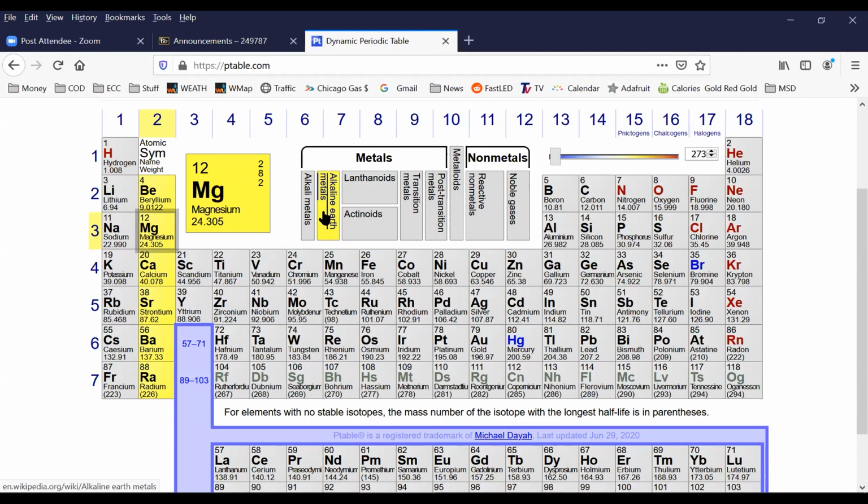But magnesium is found in chlorophyll. And chlorophyll is the green stuff in plants that allows plants to convert sunlight and do photosynthesis, which I don't teach in that class.